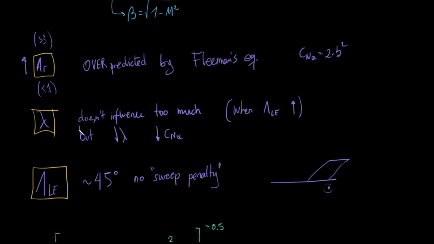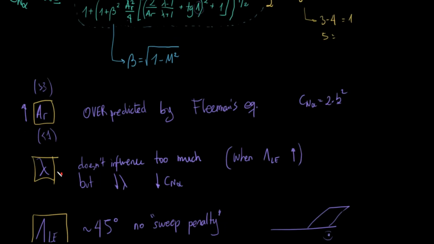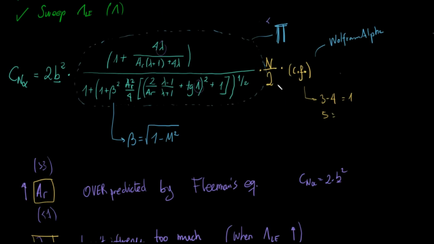And then the taper ratio doesn't affect the CN alpha too much if you have the same specific span and same aspect ratio. So it's kind of relevant unless you go really down, which is delta wings. So unless you have delta wings, with a taper ratio of 0.2, this doesn't influence too much. So what I mean is that this is mostly a function of the aspect ratio.